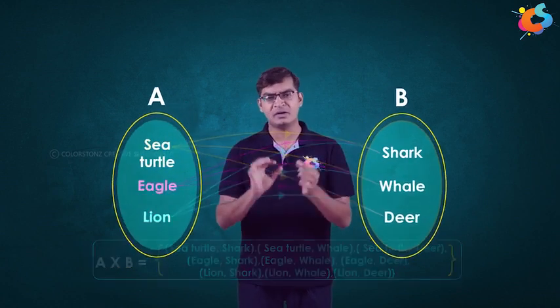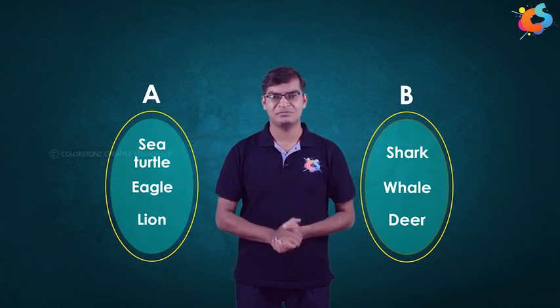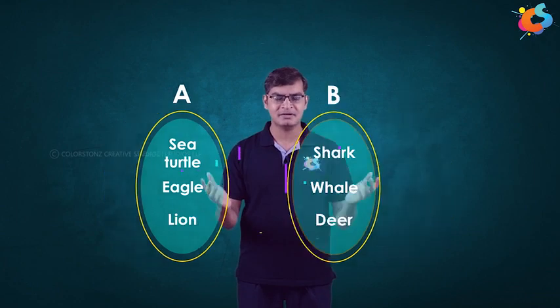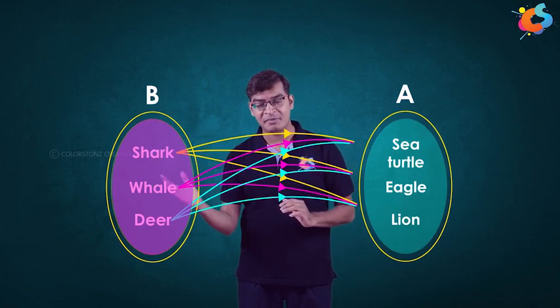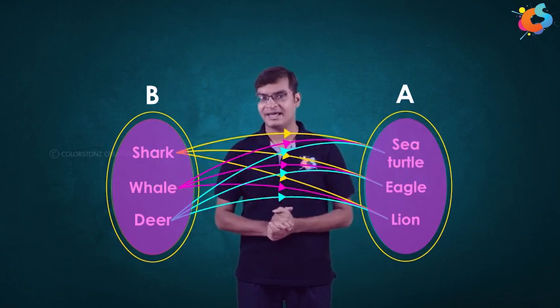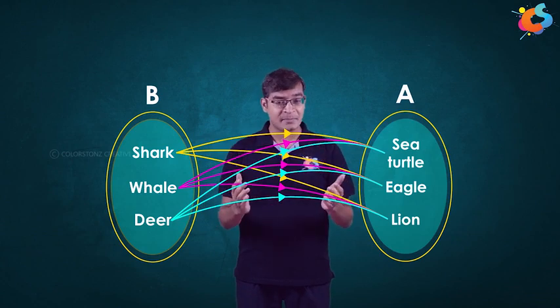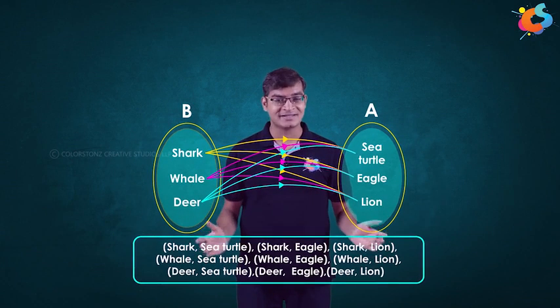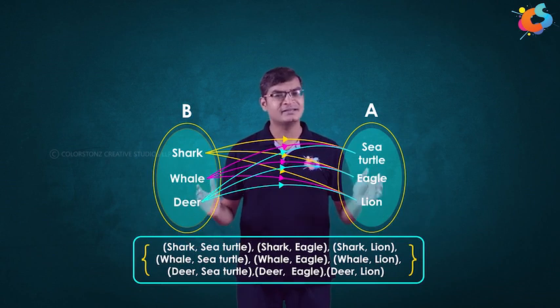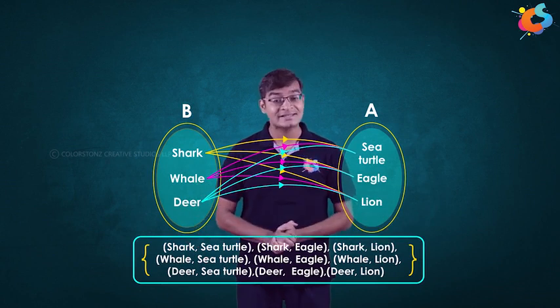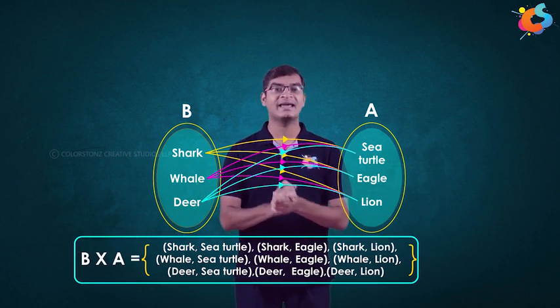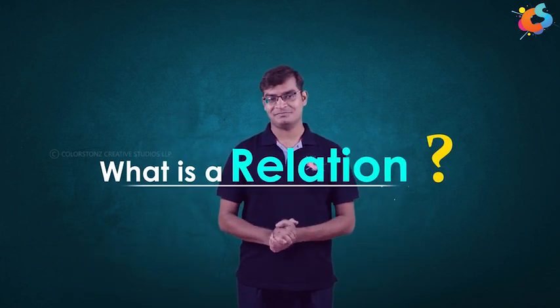Let us say, for example, if you need to write B cross A, then how do you write it? Very simple. Just map every element of B to every element of A. So, all of these mappings, when written as ordered pairs, enclosed in brackets, this represents a set and this is B cross A. Now, let us discuss what is a relation.